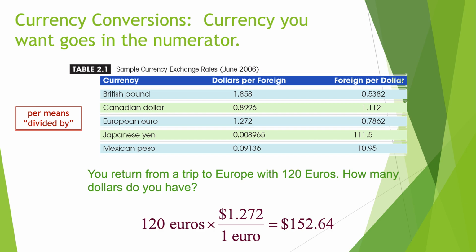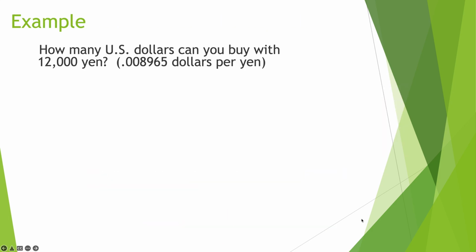So currency conversions are just like the conversions of units. Keep in mind, per means to divide when it comes to this particular chart. So if you return from a trip to Europe with 120 euros, how many dollars do you have? Well, I need to put euros top and bottom. I started with the 120 euros in the top, so I can cancel them out. And the conversion factor is 1.272.